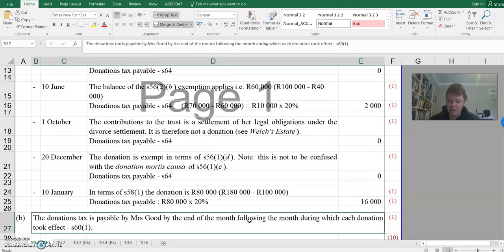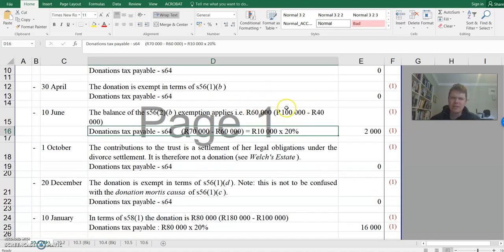What we then were asked was indicate by when the donations tax must be paid. In this case, it says the donations tax is payable by Mrs. Good at the end of the month following the month during which the donation took effect. I don't like this answer. This is very generic. It just gives you the theory. I would have actually wanted the dates.